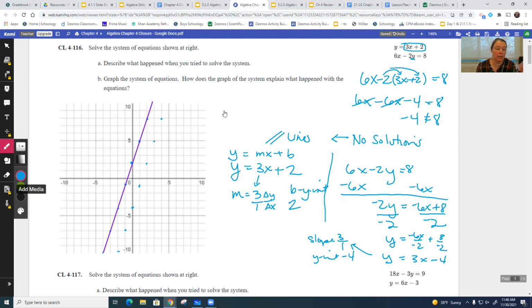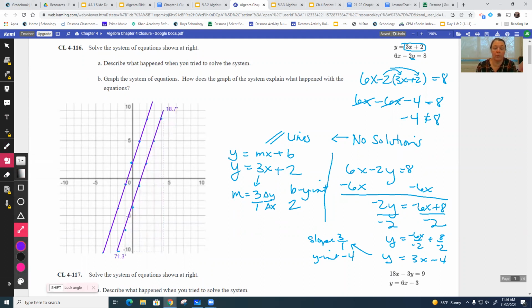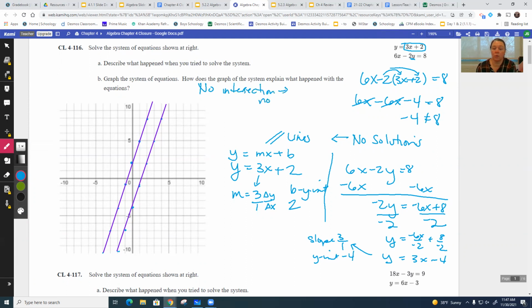And then let's draw my line. Okay, so you can see on the graph now that the lines are never going to intersect. So it's no solution. So how does the graph of the system explain what happened with the equation, right? Because there's no point of intersection, then there's no solution. Okay, so let's write that down. No intersection means no solution.